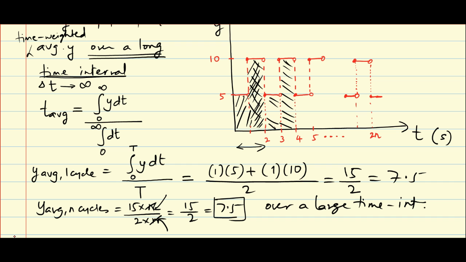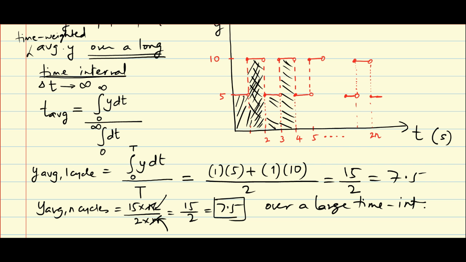Now the doubt may arise, what happens if we consider a non-integral number of cycles? That is, you have a very large time interval. You want to calculate the weighted average, time weighted average over this long time interval, but you're not sure that it is an integral number of cycles. So the result is still the same. I can very easily show you that.